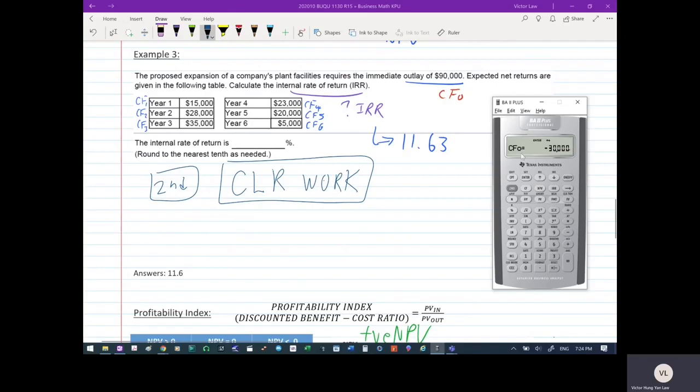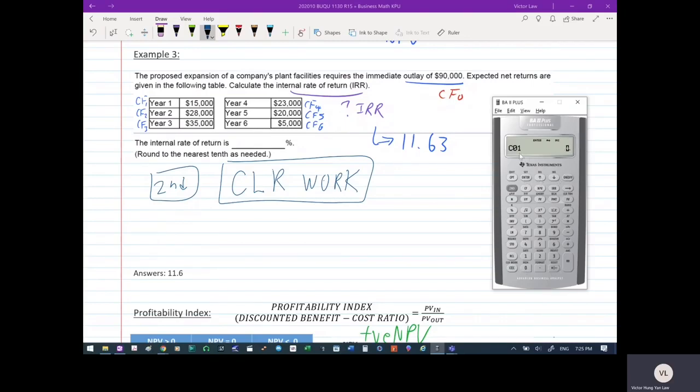Okay, so we're going to go to the cash flow function, and then click second function, clear work, and that will clear all the numbers. So that's what you need to do first. Once we have cleared the work, then we can start typing in numbers. We have the immediate outlay of $90,000. That's your cost. So for CF0, we're going to put 90,000 negative. That's your CF0.